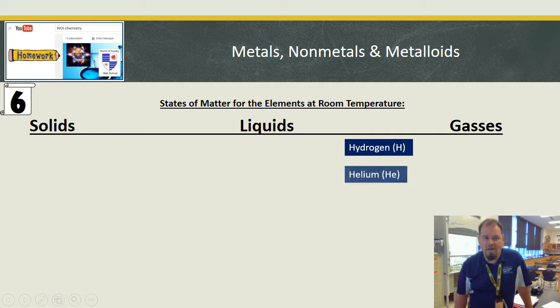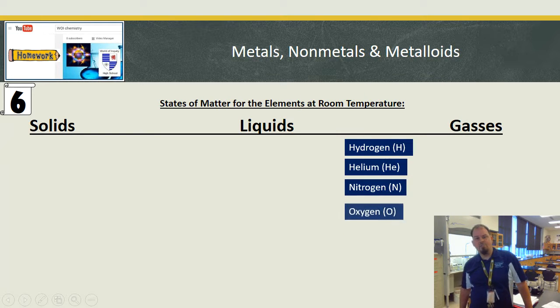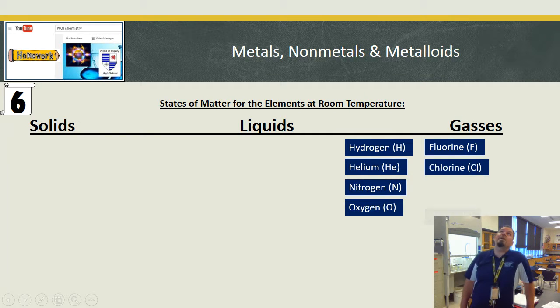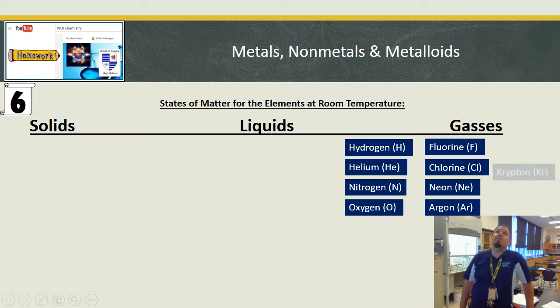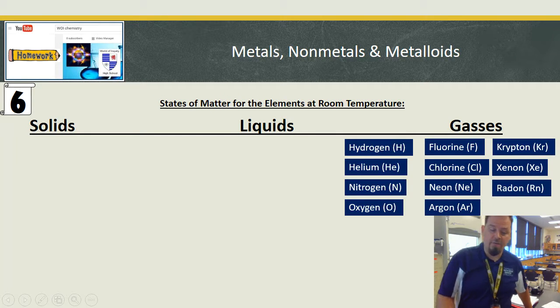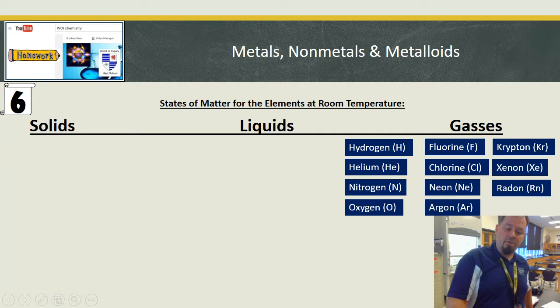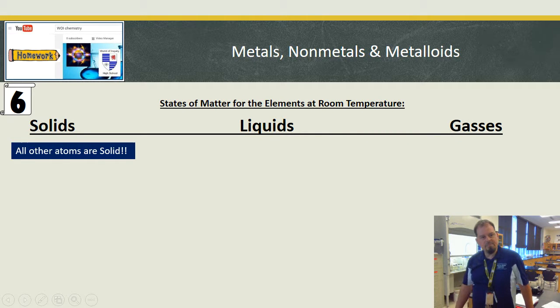Okay, our gases are, again, the same ones. So these are our group 18 noble gases, and then add on hydrogen, nitrogen, oxygen, fluorine, and chlorine. And those are all the gases on the periodic table. They're not potentially gases, they are gases. And then everybody else is solid. So all the other atoms outside of the ones we just listed are solid.